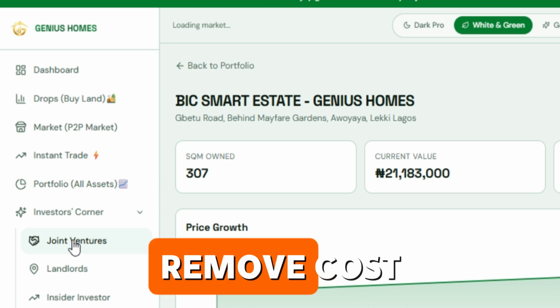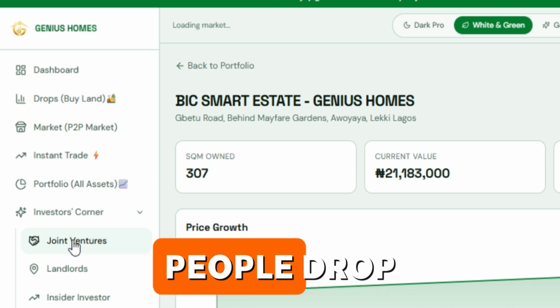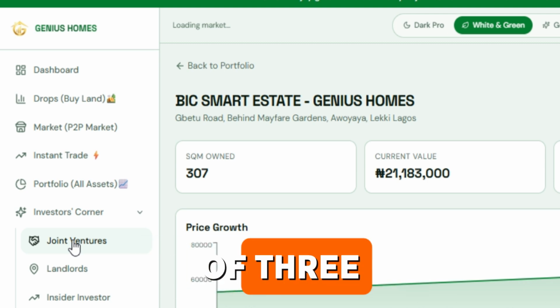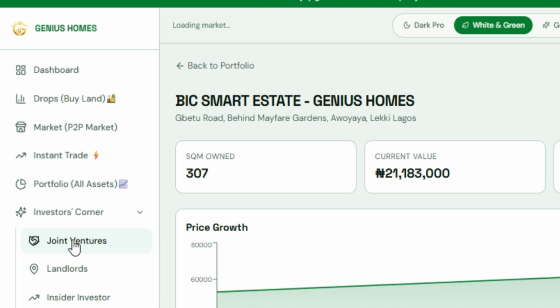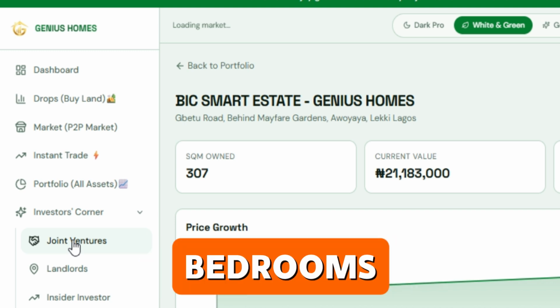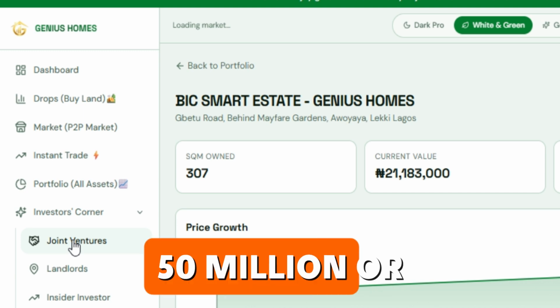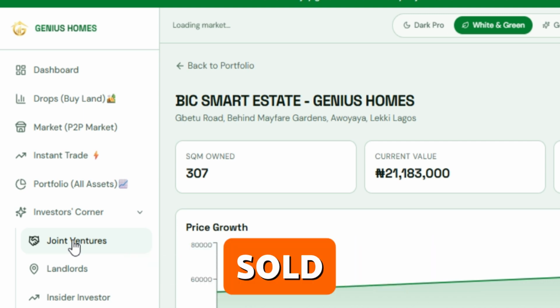So if you remove the cost of land, if some of them decide to drop their land, then other people drop money. At the end of the day, you still get the same quantity of 3-bedroom bungalows that they want to build. Then maybe they sell the 3-bedroom bungalow for 35 million, or 45 million, or 50 million naira, depending on the quality of the 3 bedrooms. Now they have about 150 million or 200 million, depending on what it is, after the bungalows are sold.